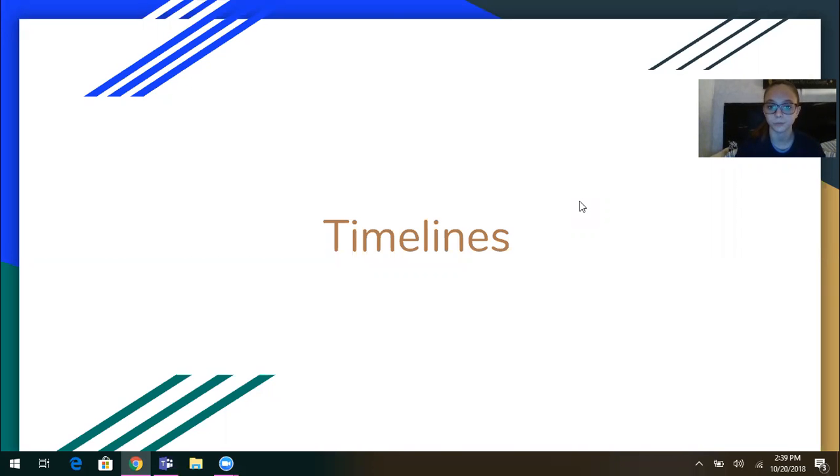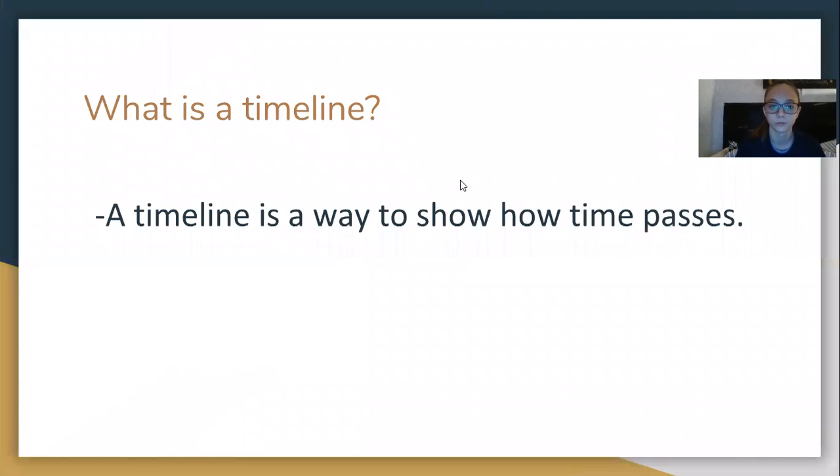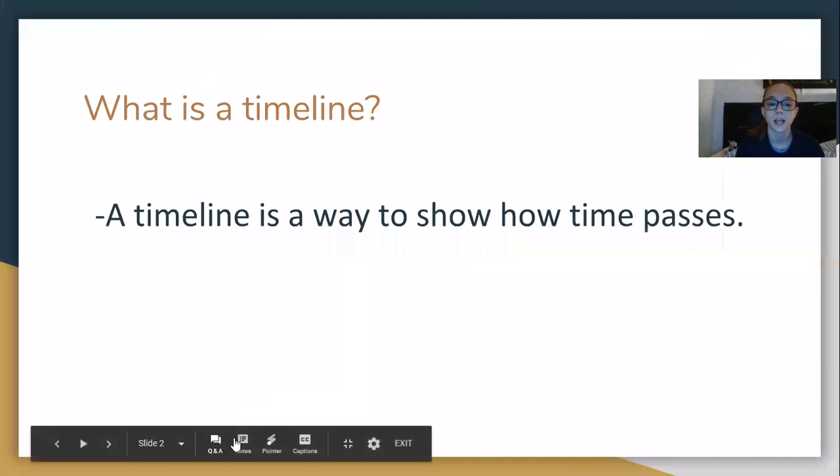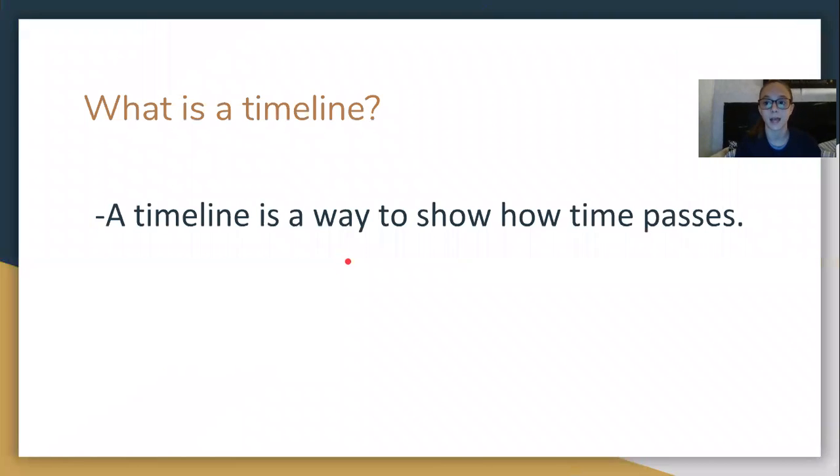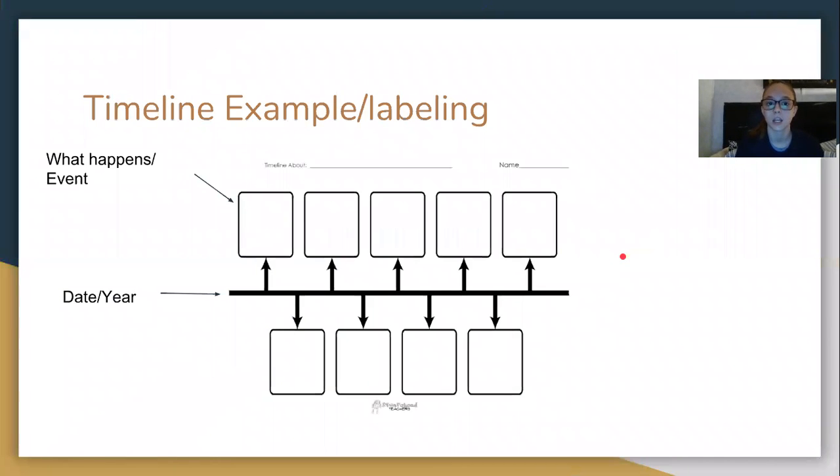So, what is a timeline? A timeline is a way to show how time passes. So from one event to the next. So this is an example of a timeline.